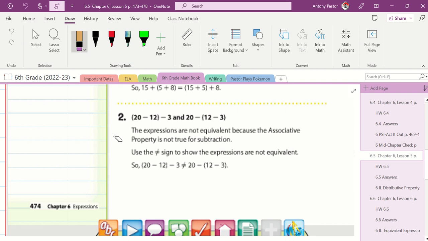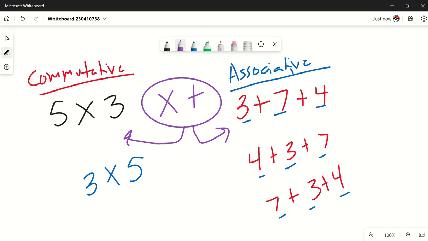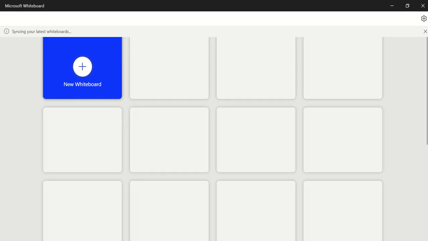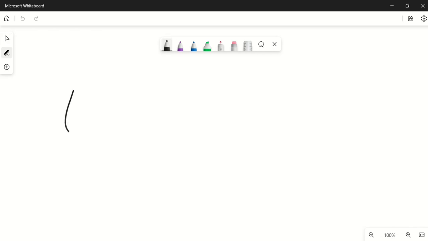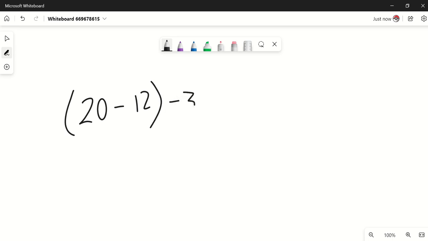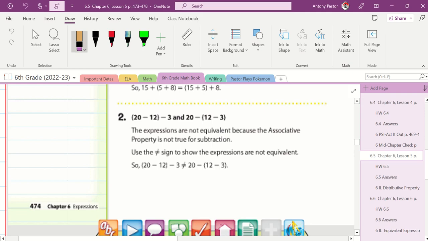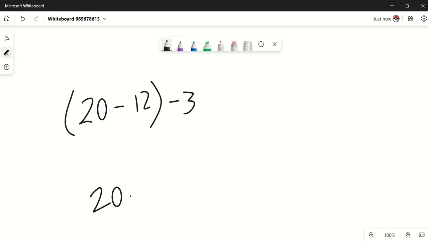Now, let me walk you through this. 20 minus 12 minus 3. Let's do this on a different page. So in parentheses, we have 20 minus 12, and then minus 3, and then 20 minus, in parentheses, 12 minus 3. Okay, we're going to do what's in parentheses first.